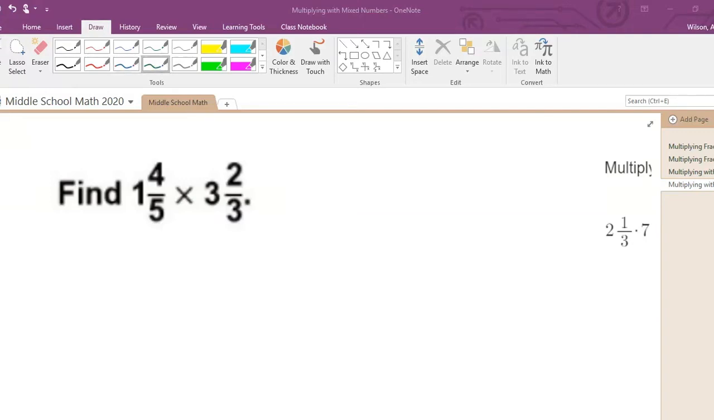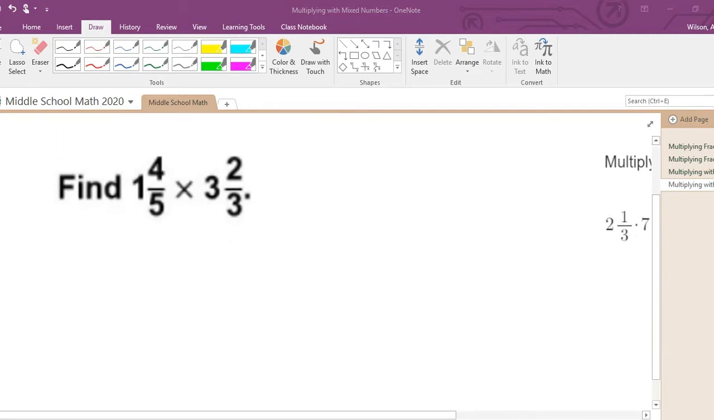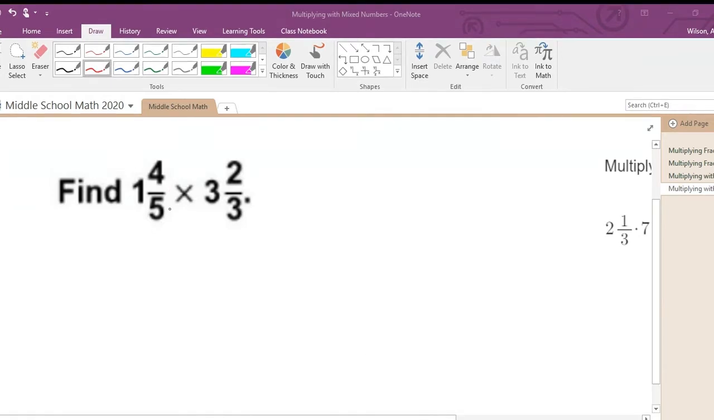Okay, we're going to be multiplying with mixed numbers. So find the product of 1 and 4/5 times 3 and 2/3. We have to turn these into improper fractions. Remember, the shortcut is whole number times denominator.